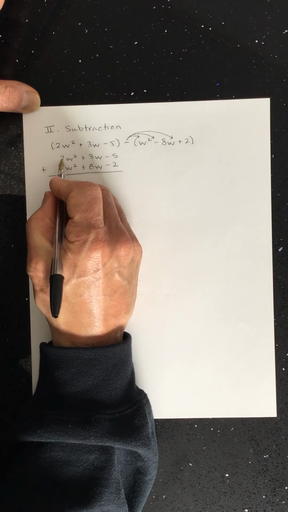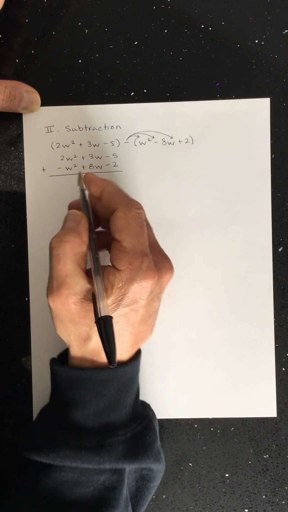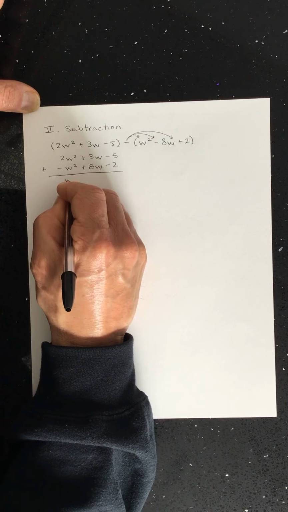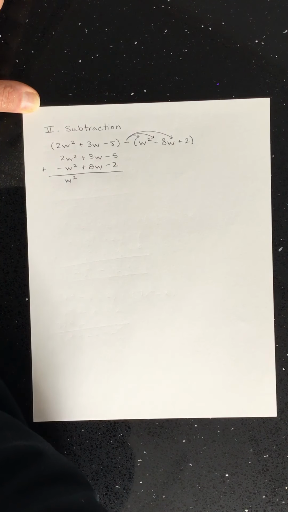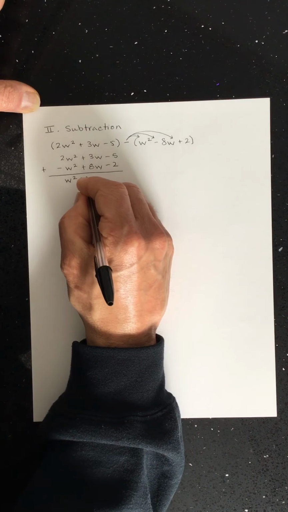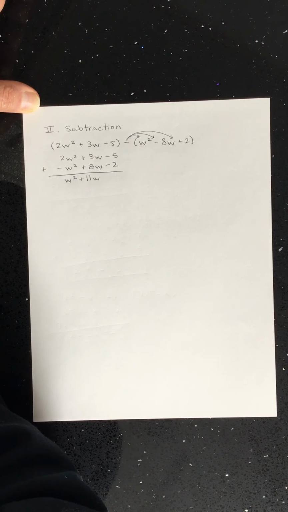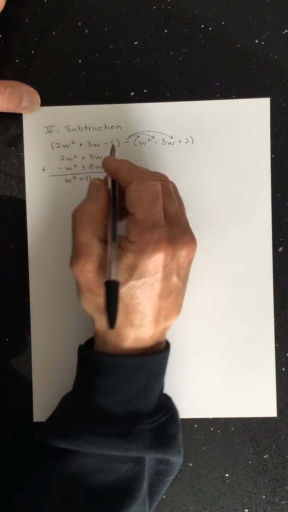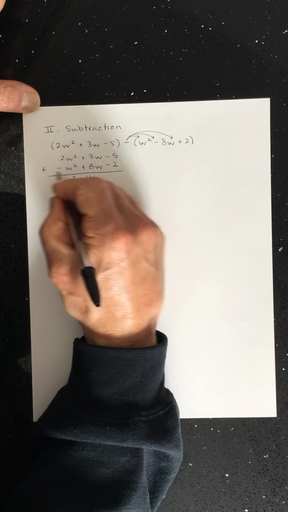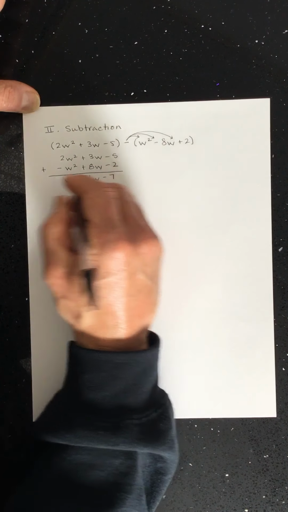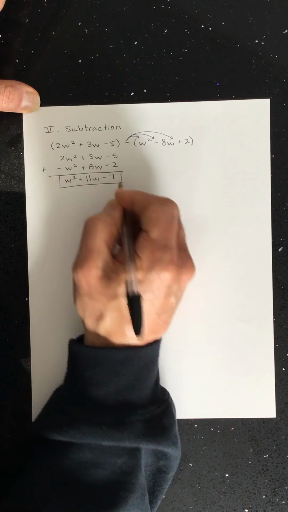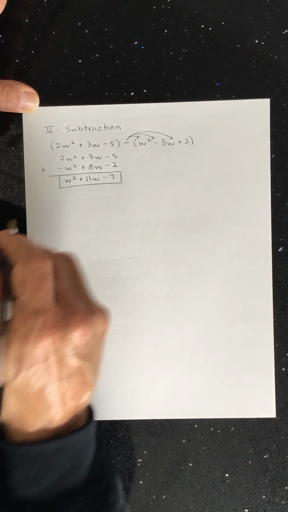So now, 2w squared plus a negative w squared is 1w squared, or positive w squared. 3w squared plus 8w squared is 11w squared. And again, negative 5 plus negative 2 is negative 7. And there you go. Just take your time.